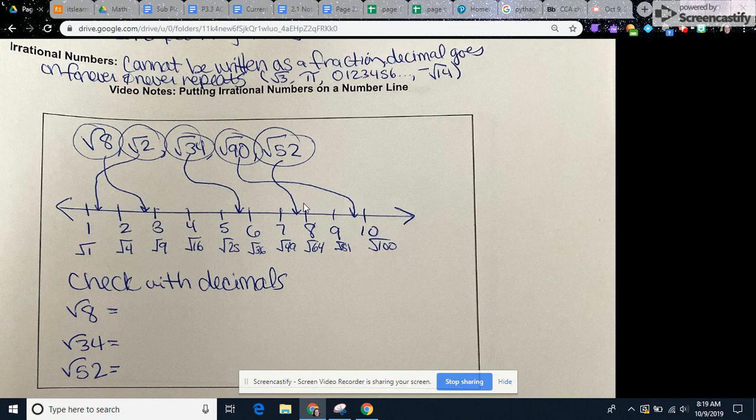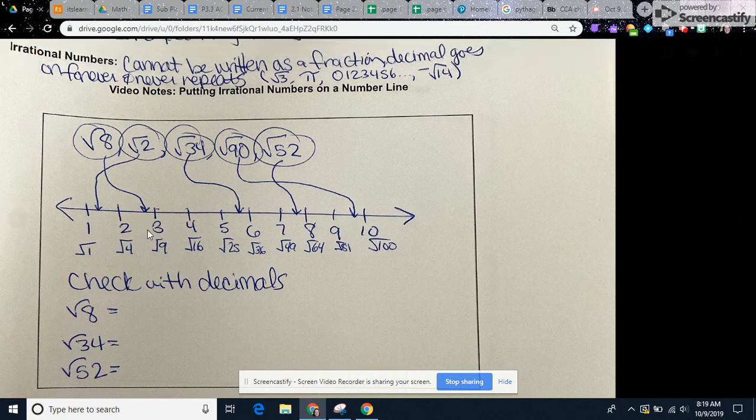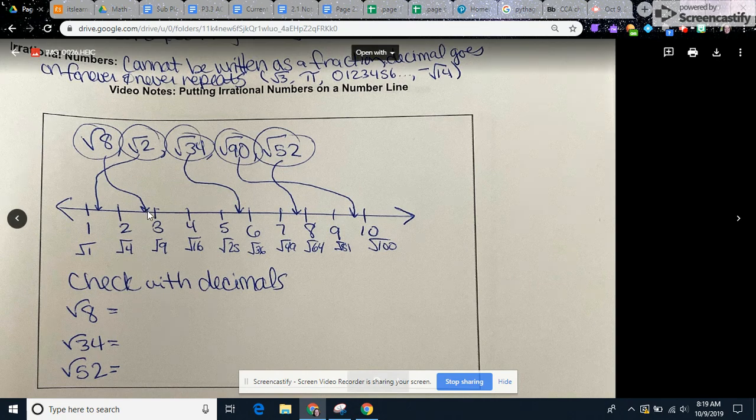So when we look at these specific numbers up here, the square root of 8 is going to fall between the square root of 4 and the square root of 9. Square root of 8 is closer to the square root of 9, so you know it's going to be on this side of the 2.5 point. So I drew an arrow to there. Square root of 2 is going to fall between the square root of 1 and the square root of 4, closer to the 1, so that's why I drew it on this side of the 1.5 sign.